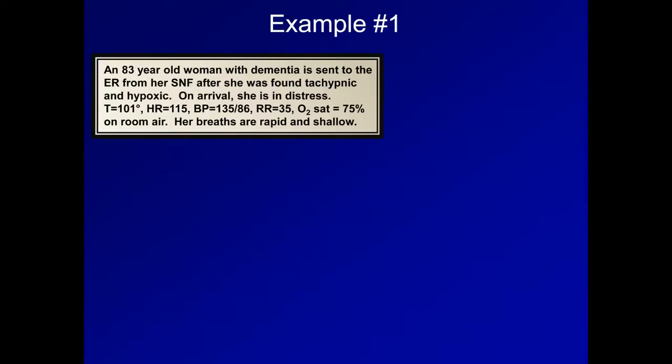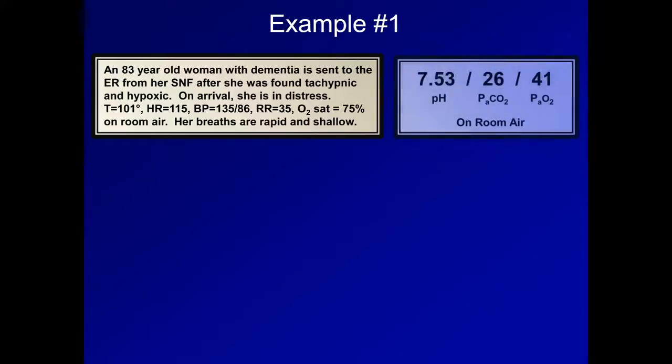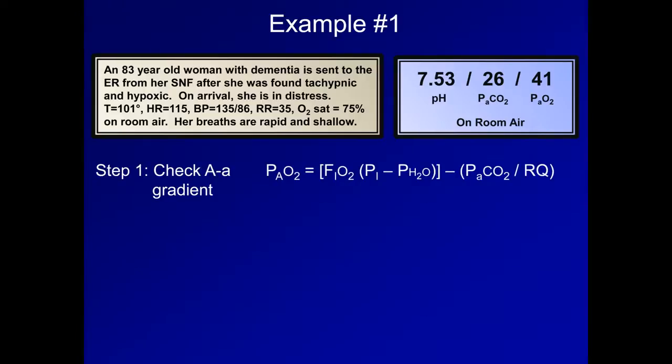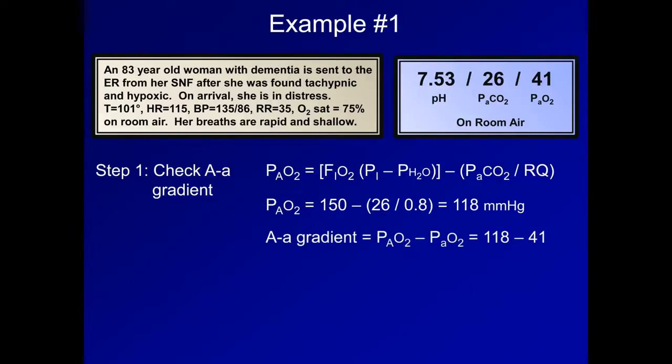Her breaths are rapid and shallow. And here is her ABG on room air, which is always critical to specify. Step 1 will be to check the AA gradient. So here is the alveolar gas equation to calculate P big AO2. Remember, this simplifies to 150 minus the PaCO2, which is 26 in this case, divided by 0.8. This equals 118 millimeters of mercury. Thus, the AA gradient is 118 minus 41, which is 77 millimeters of mercury.